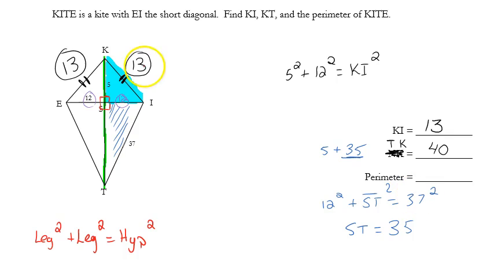Lastly, I need the perimeter. Well, I know KI is 13, KE is 13, I know IT is 37, so what's ET? Well, if these two sides of my kite are congruent, so are these two sides of my kite, so this is also 37. Perimeter is adding all the sides, so I have 13 plus 13 plus 37 plus 37 for a perimeter of 100.